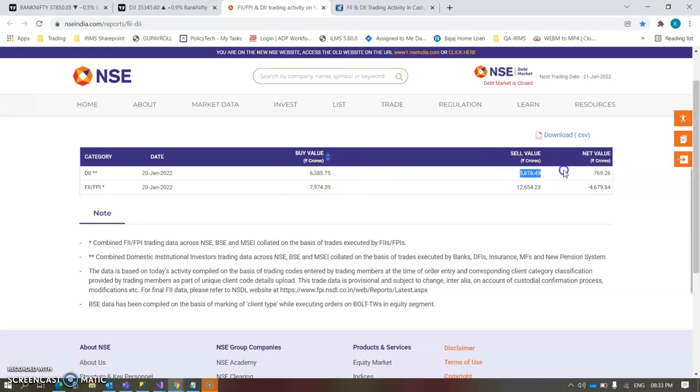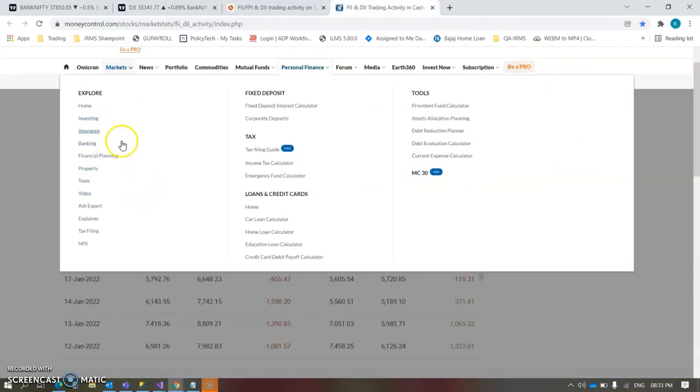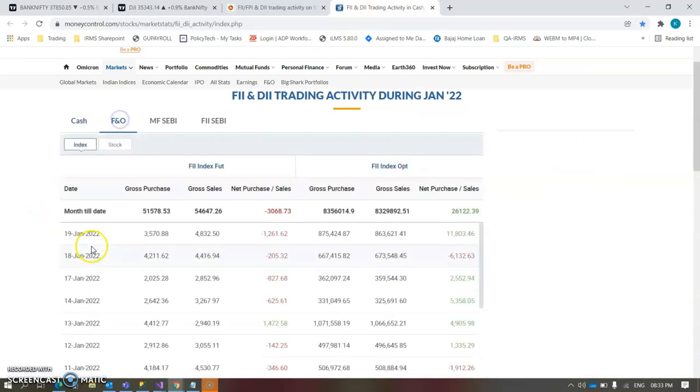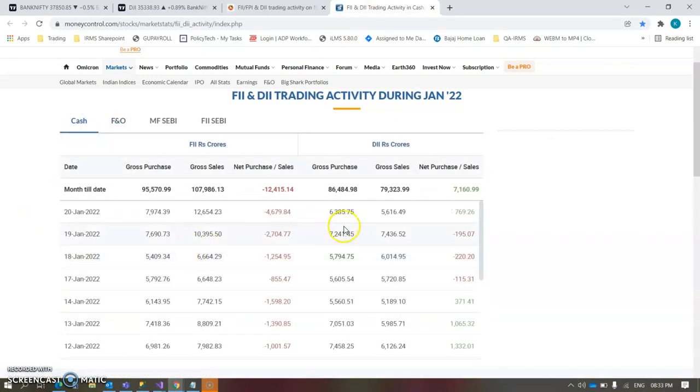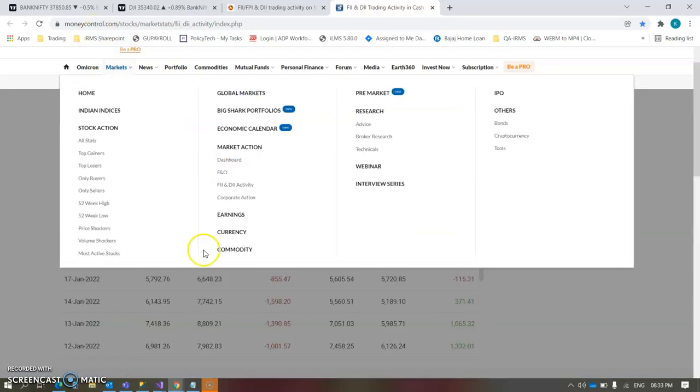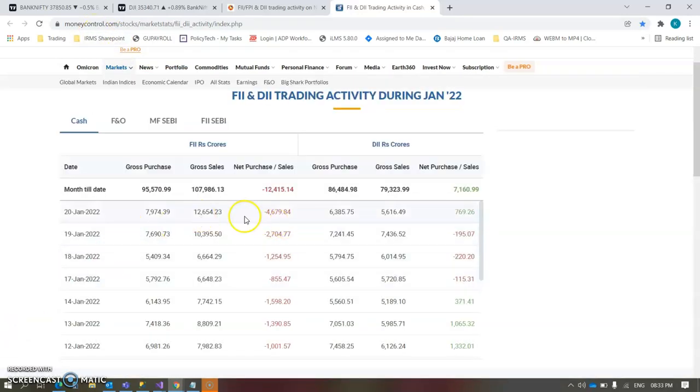Even they have sold a huge amount of shares, and we don't get the F&O data till the 19th. Data is only available till then. Otherwise, if you see the cash data on both NSE and Moneycontrol, the data is the same. Okay, almost minus 4,679 crores. We can see the figures on the selling side.